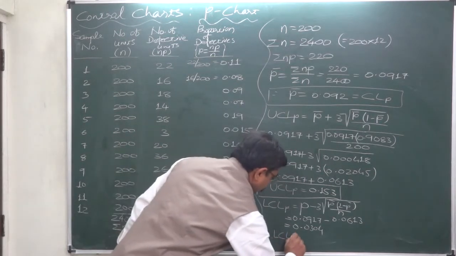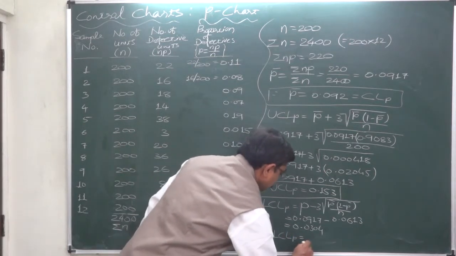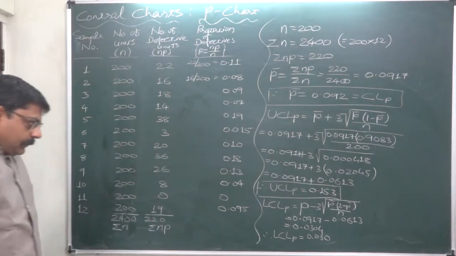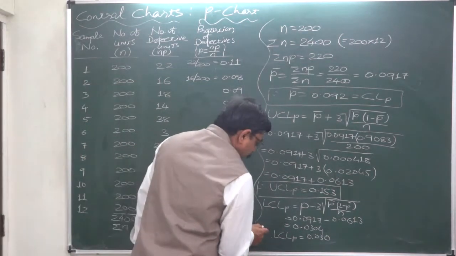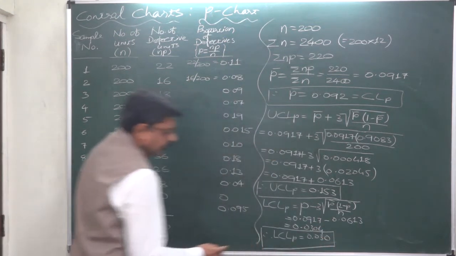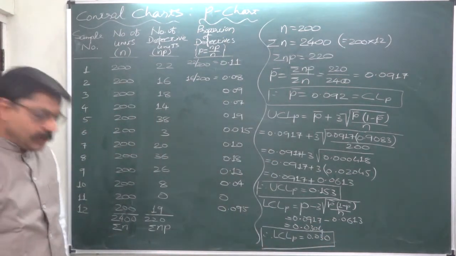Therefore, the lower control limit we are going to take as 0.030 because of our limitations of the graph paper. We can take anything up to millimeter scale only.